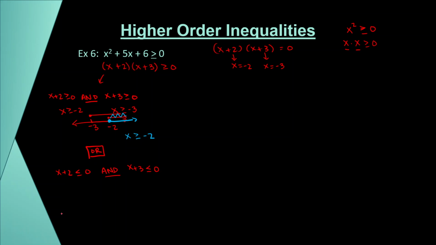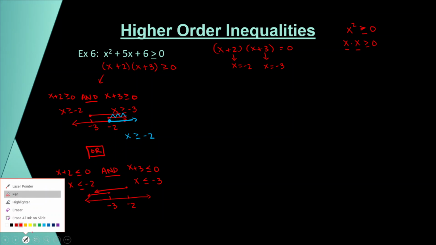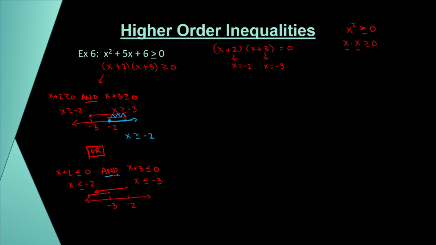Okay, now in the bottom one here, this also tells me x with negative 2, but now I'm less than or equal, and x less than or equal to negative 3. If we put those on a number line, notice it's the same number line, negative 3 and negative 2, but now I need to be less than both. So again, because of that and statement, I need where both of them are true. So this tells me x is less than or equal to negative 3.